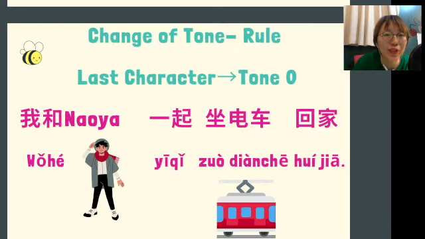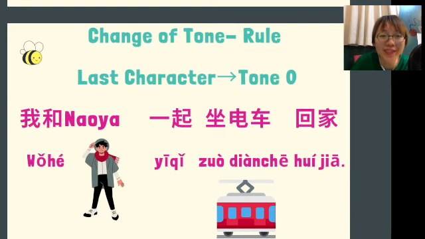Now let's move on to the second rule regarding the change of tone in Chinese. And I'm pretty sure you will like it because it will make the tone pronunciation in Chinese a lot easier. So this rule states, the last character of one word, phrase, or sentence tend to lose its original tone. No matter if it is tone 1, 2, 3, or 4, it will all become neutral tone, tone 0. Isn't that easy? I will show it to you now.